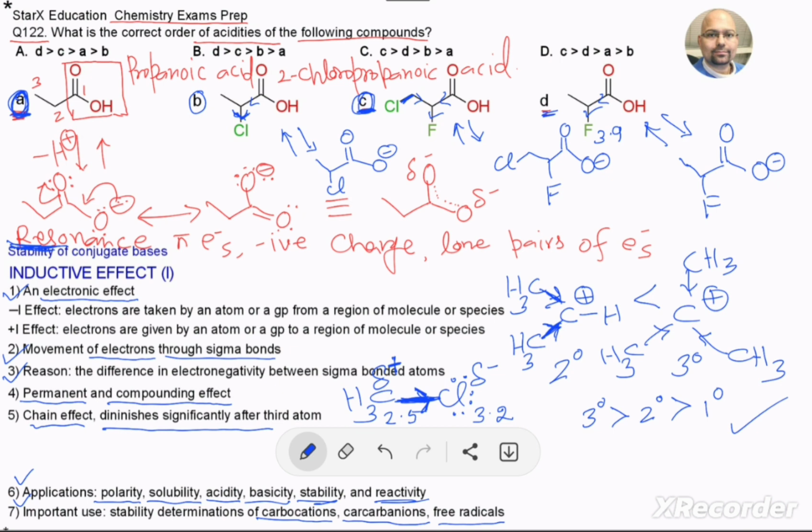So if we see the options here, we can quickly eliminate some choices. We know now that C is the most acidic. So any option that does not have C at the beginning cannot be our answer. So A is not the correct answer, B is not the correct answer, and D is also not the correct answer, because in D it shows that A is more acidic than B, which is incorrect because B is more acidic than A. Therefore, our correct answer is C.